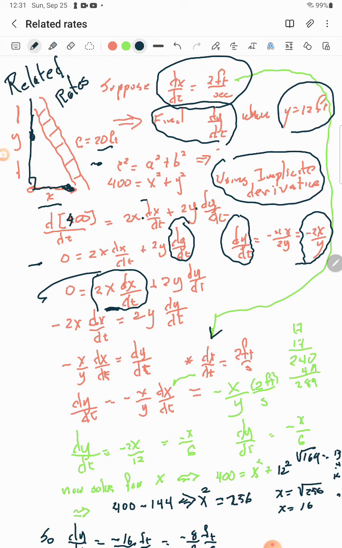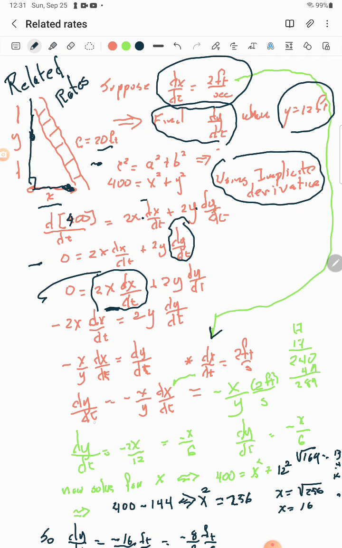I guess this is not correct here. Let me get rid of this. I went ahead and did it over here, so don't worry about this right now. I am trying to find dy/dt. That's what we're supposed to find. We know what dx/dt is, it's right there. But now what about dy/dt?